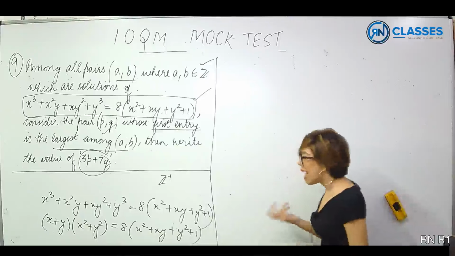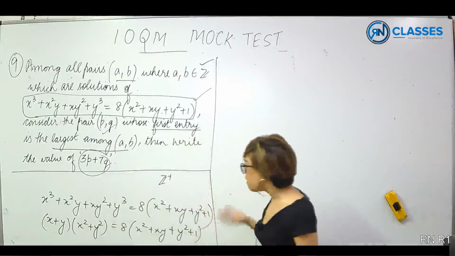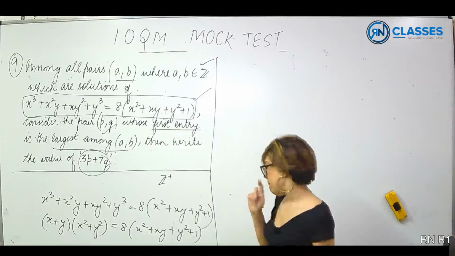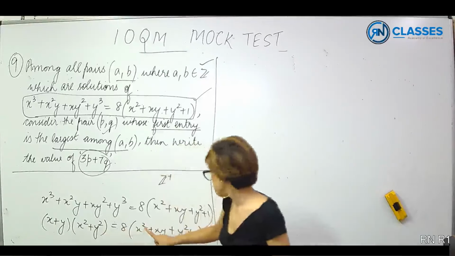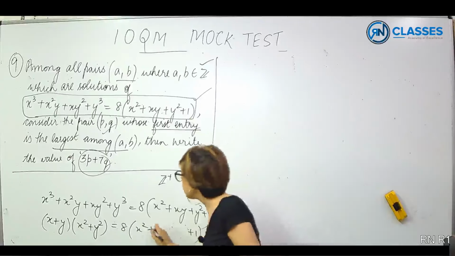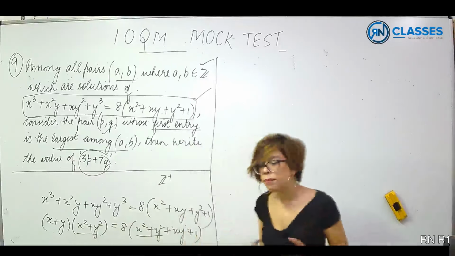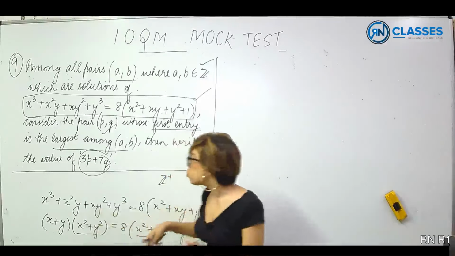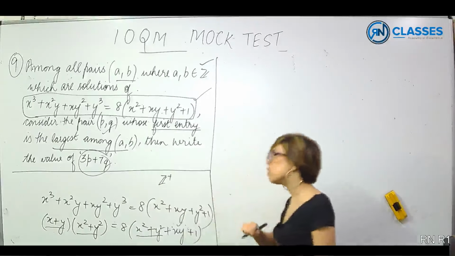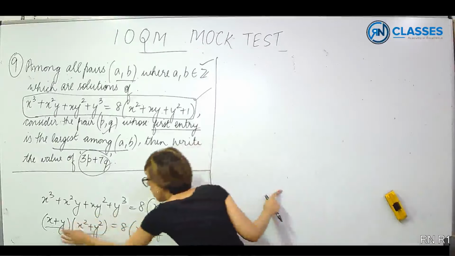Now the problem is I have x plus y, then the factor x squared plus y squared. Here I don't have anything in common with x squared plus xy plus y squared plus 1. Let me rewrite this as x squared plus y squared plus xy. At least a similar term is there. Along with x squared plus y squared, I have x plus y, and then xy is also there.